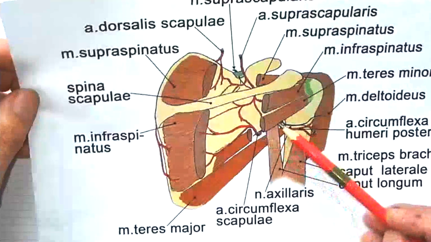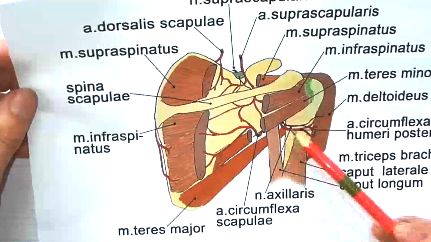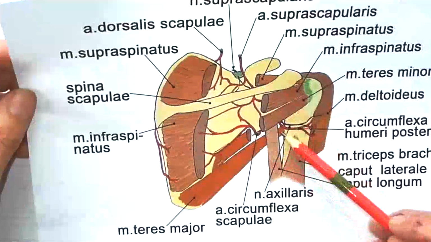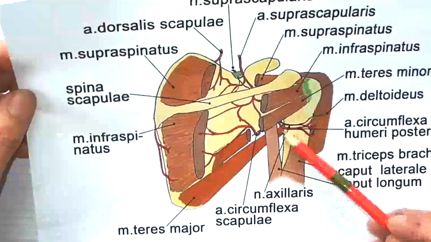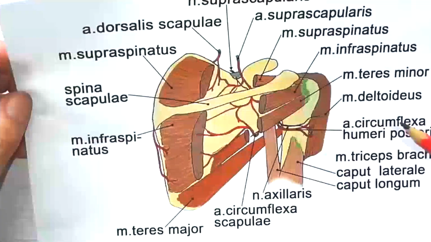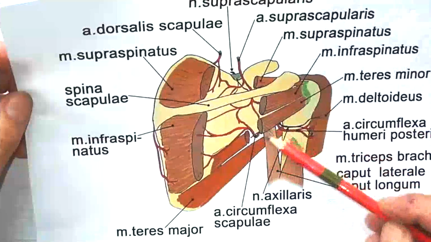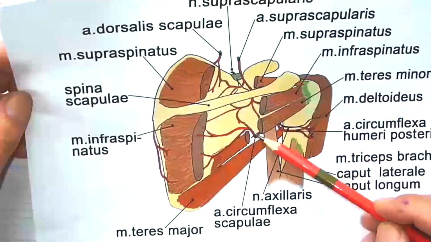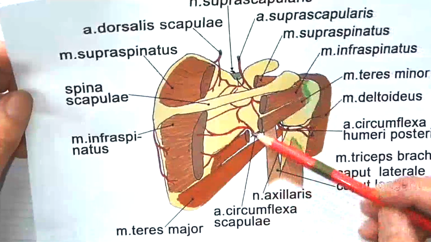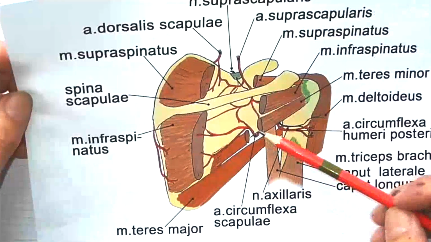And the second, again, the boundaries are as follows. This is caput longum of triceps, then humerus definitely, and then teres minor, and inferiorly, distally, is the teres major. And in the triangular foramen, the only structure, the circumflexa scapulae artery, passes from the ventral to the dorsal side.